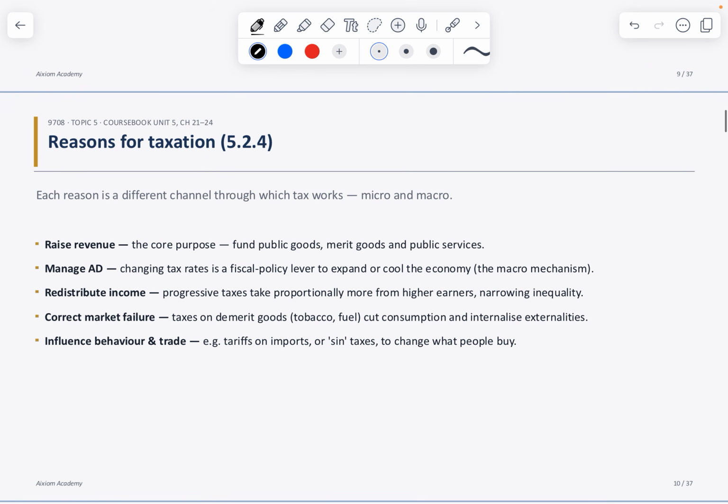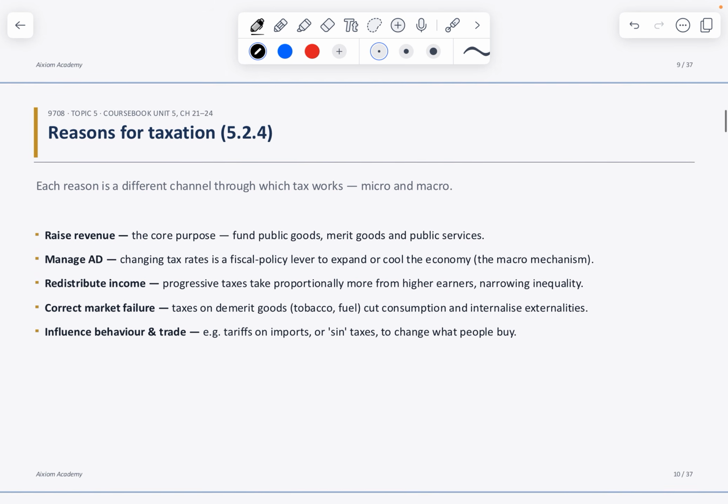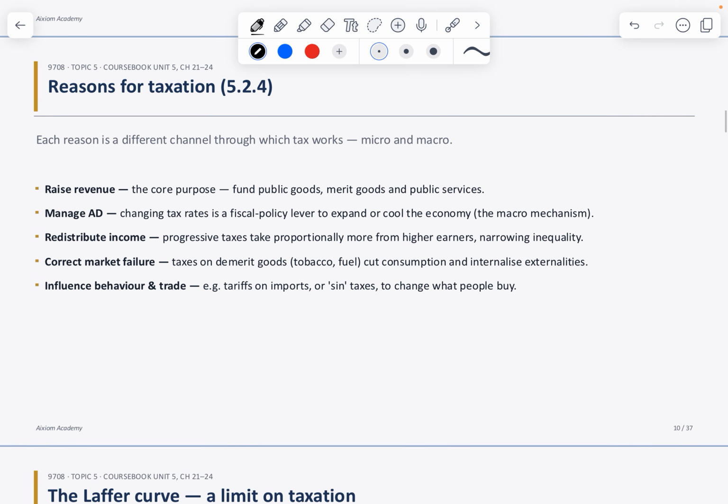And then we came to the reasons for taxation. The main reason is basically to raise revenue, because as a government, you need to fund public goods, you need to provide merit goods, you need to provide all these services, and also transfer payments, unemployment benefits, etc. And that's why you need a lot of money to spend.